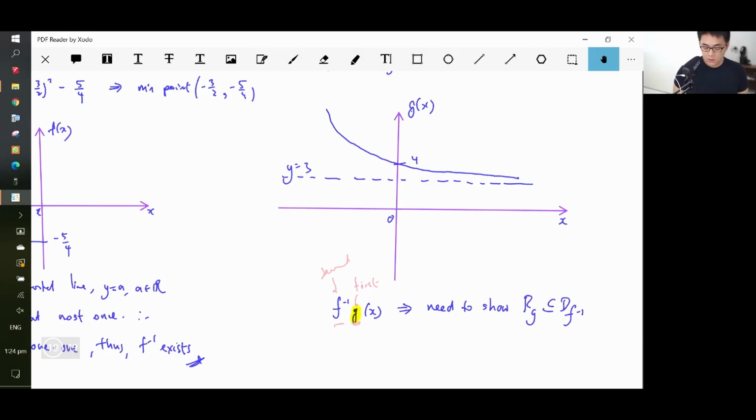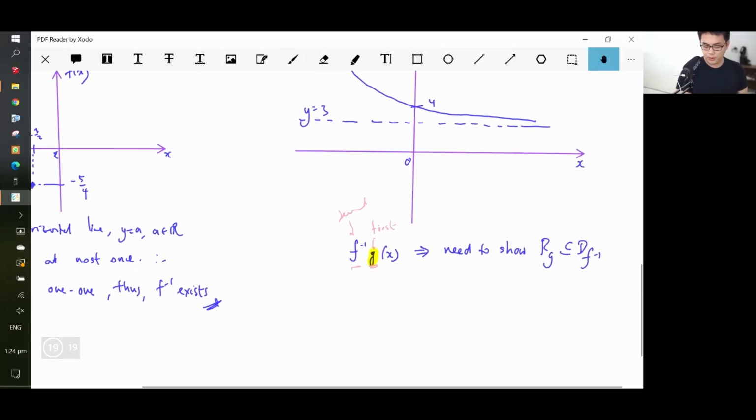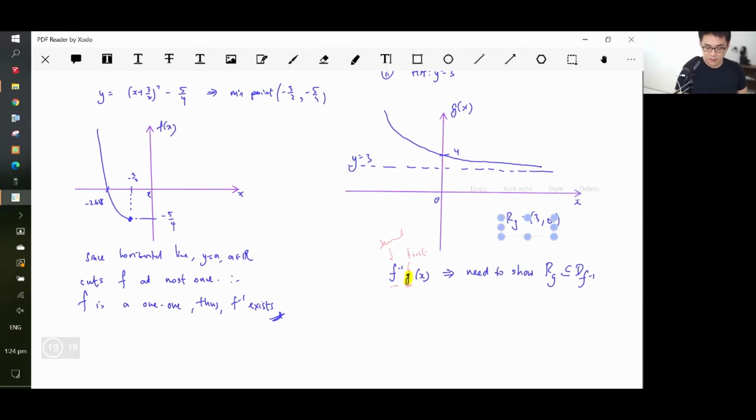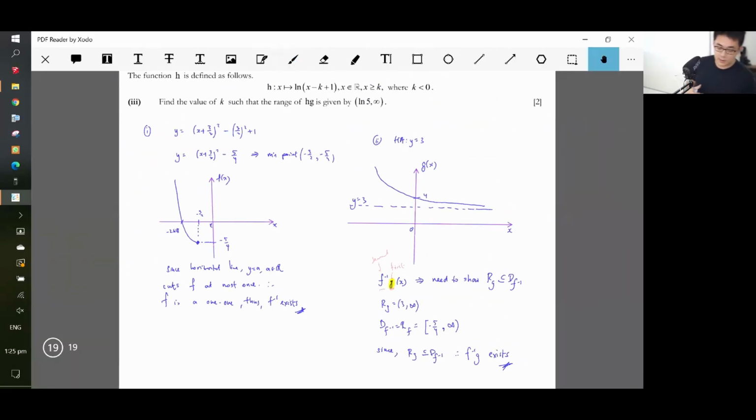So you will get the range of g, right? The range of g is actually 3 to infinity. The domain of f inverse is the range of f, which is actually from minus 5 over 4 to infinity. So since the range of g is contained in the domain of f inverse, hence f inverse g exists. There you go.